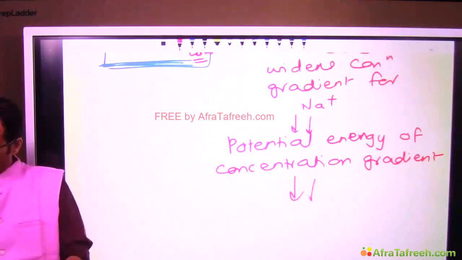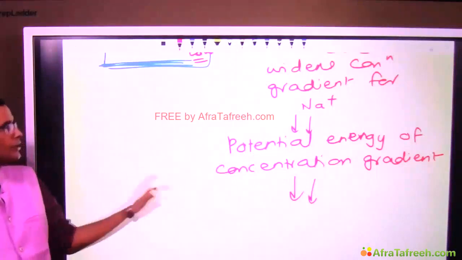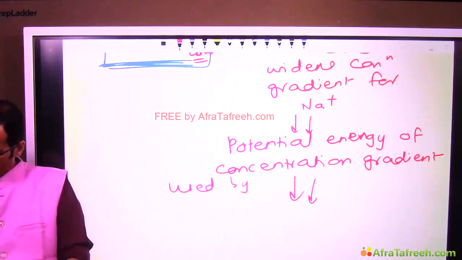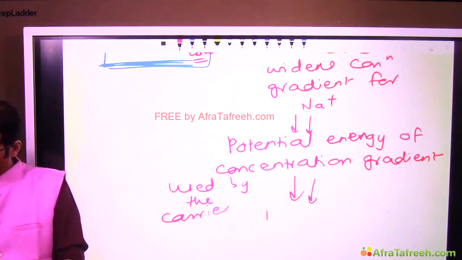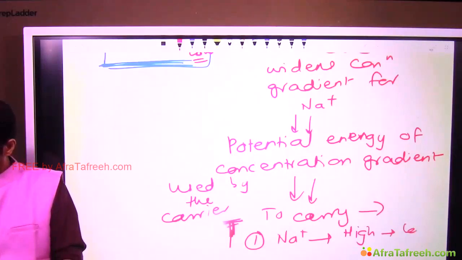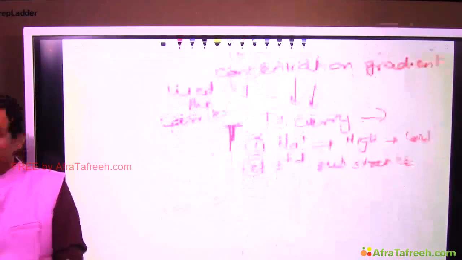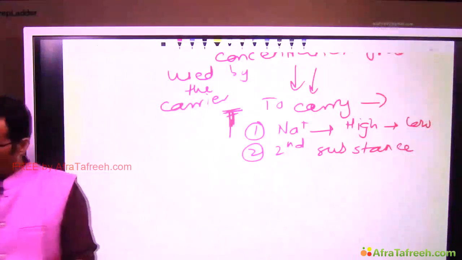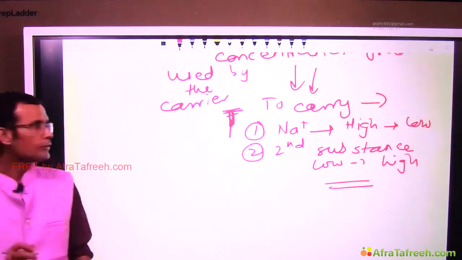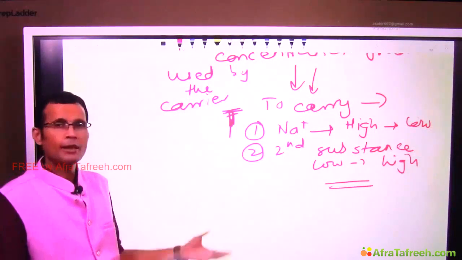But the point was, let me just finish this flowchart. Potential energy stored in the concentration gradient is used by the carrier to carry one, sodium from high to low, and the second substance from low to high. So that second substance is being carried in the form of secondary active transport. Right, so we have seen the examples of this already, the types and the examples.